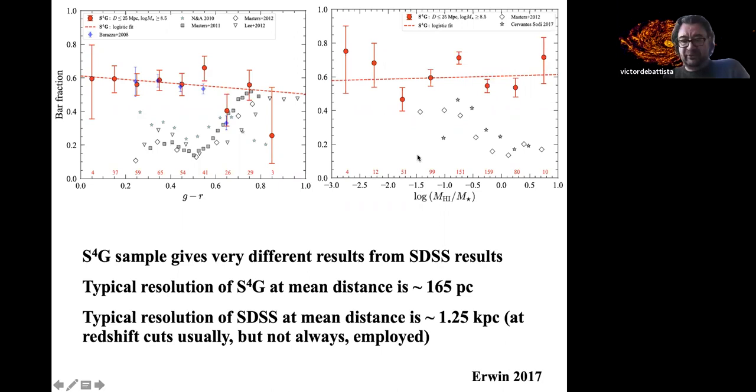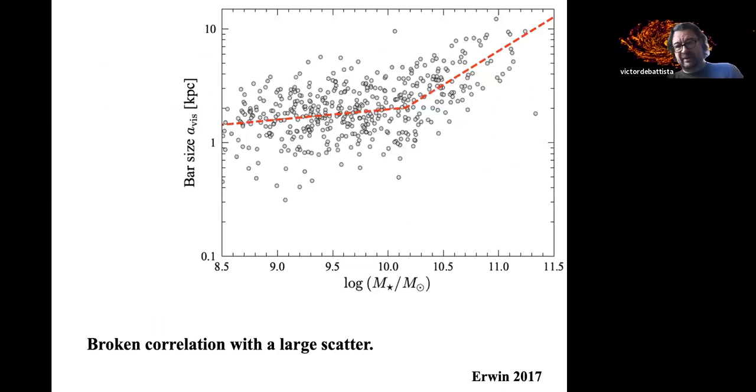What the reason for all this appears to be is the differences in resolution. If you go to S4G, the typical resolution for the distance scale that we were looking at, remember we went up to 25 or 30 megaparsecs, that typical resolution ends up being about 165 parsecs. Instead, the SDSS resolution corresponds to about 1.25 kiloparsecs, almost an order of magnitude higher. And so that may be why this difference is happening.